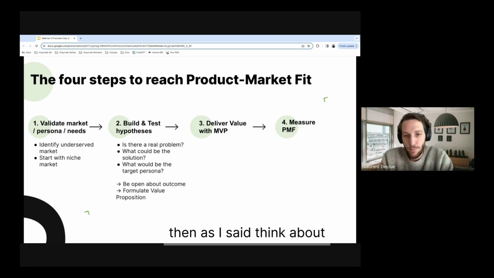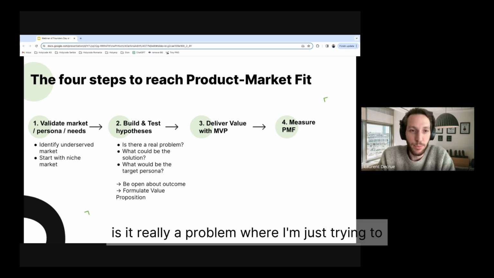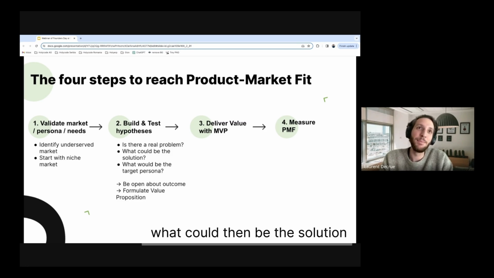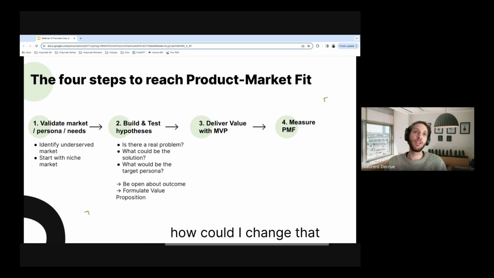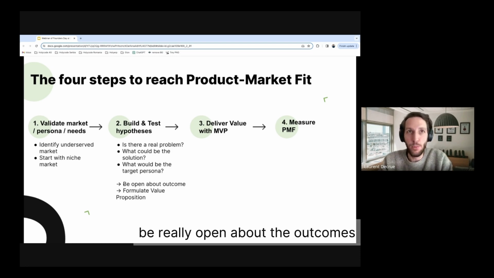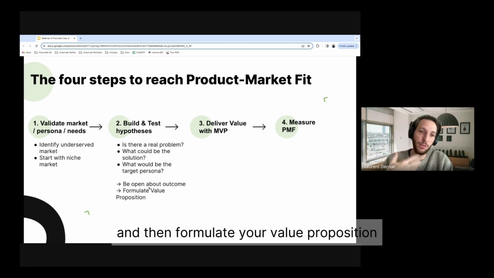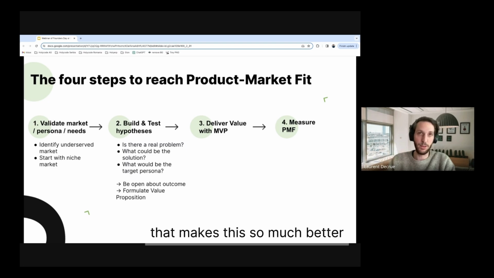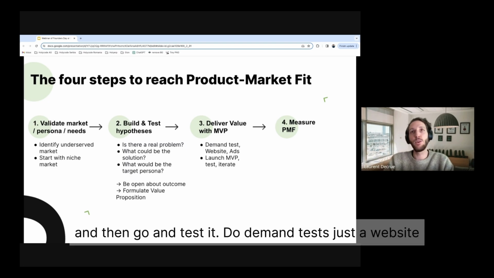Then, as I said, think about, is it really a problem, or am I just trying to create a problem for my solution? What could then be the solution, or how does my solution fit this? How could I change that? Be really open about the outcomes, and then formulate your value proposition. What is it that you're going to do that makes this so much better? And then go and test it.